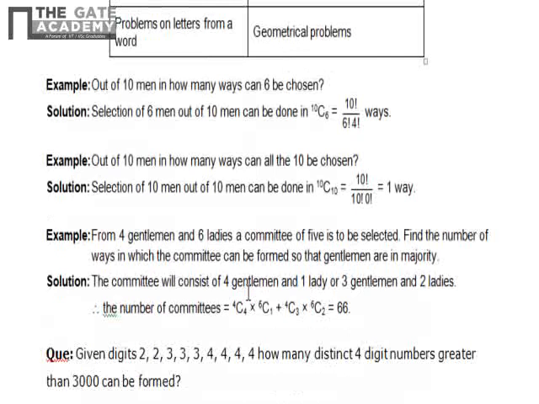Example: out of 10 men, in how many ways can 6 be chosen? It's very simple, 10c6. Out of 10 men, in how many ways can all the 10 be chosen? That is 10c10. That is one way.